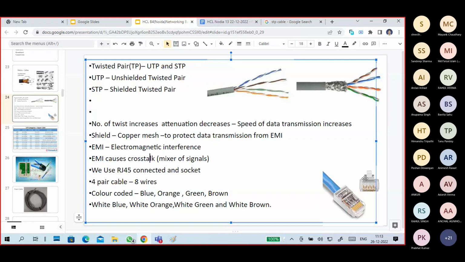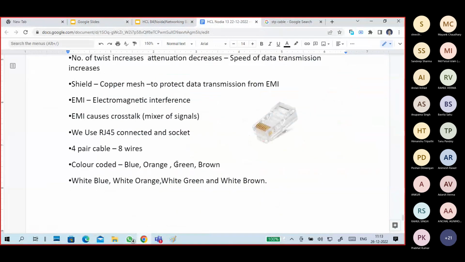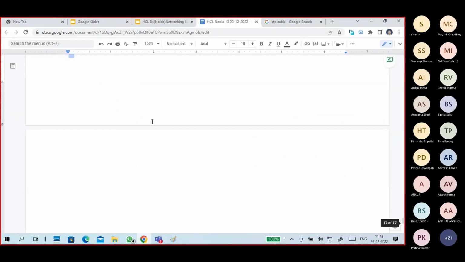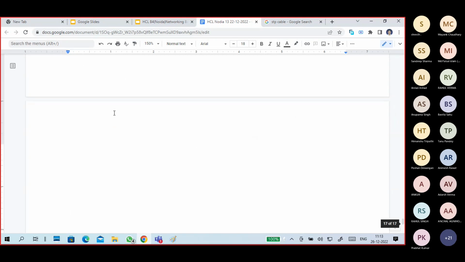This picture is actually good. This small picture. Okay. So this same cable has categories. I already mentioned it in the PPT, but I will write it here. What are these categories? Each cable has some categories.